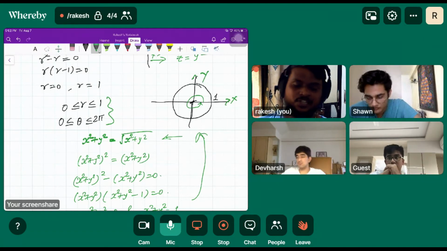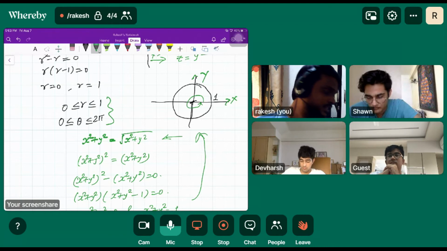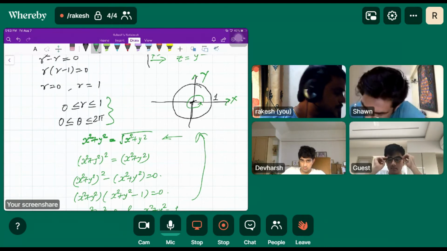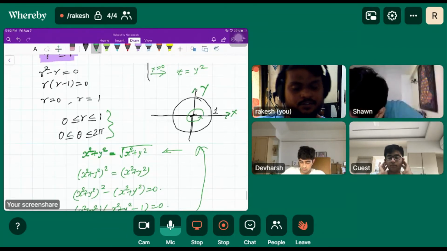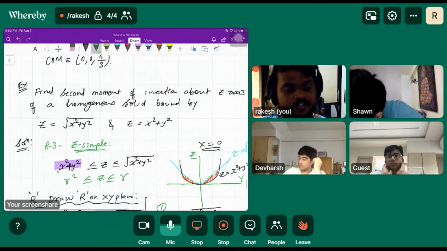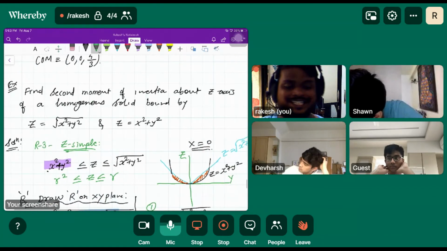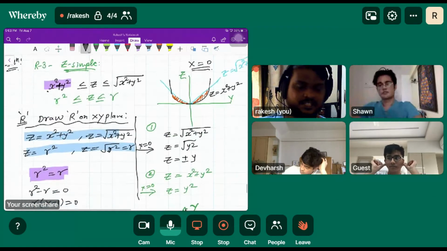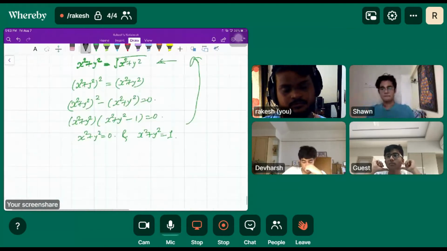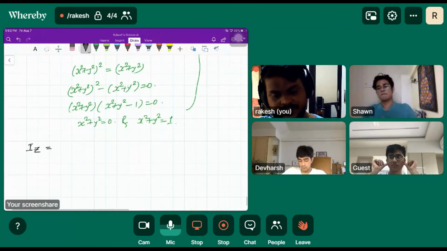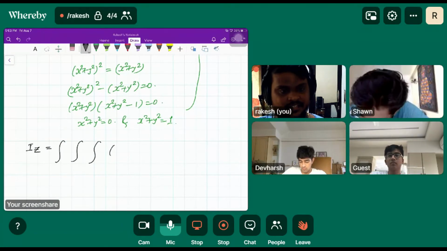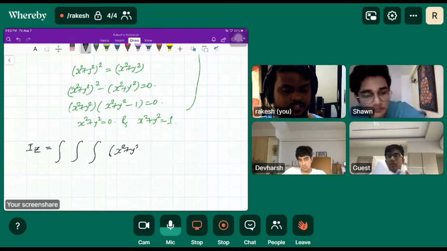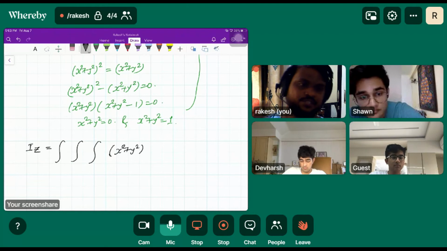Now please set up the triple integral. We are done with this. Please set up the triple integral. So we have to find out Iz, right? What was the question? To find out the second moment of inertia about z axis. So that's Iz. And what is the formula? Do you remember that? Iz, z is the variable. So the formula is very simple to learn. It will have x square plus y square.